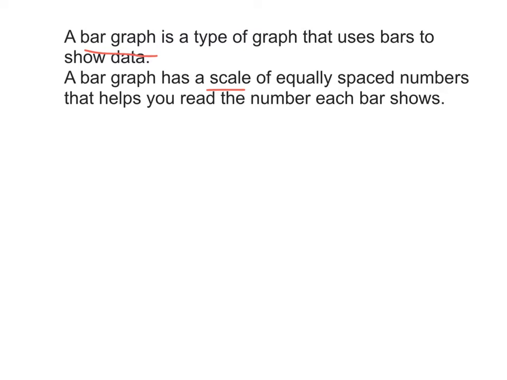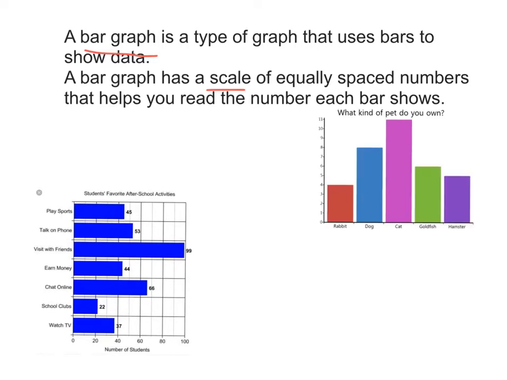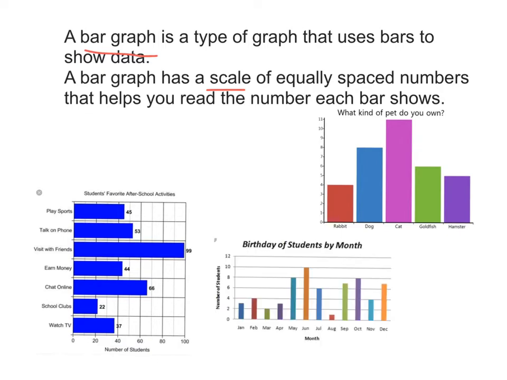So let's look at a few examples of what a bar graph might look like. This is a bar graph showing the students' favorite after-school activities. This bar graph shows what kind of pets people own. And this bar graph shows birthday of students by month.